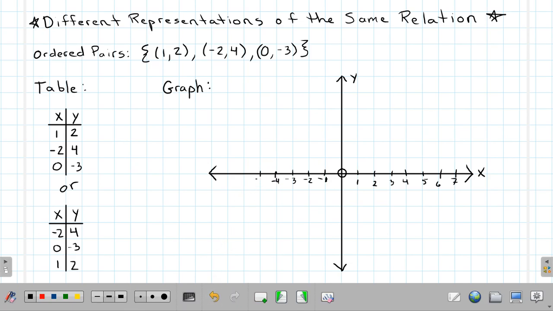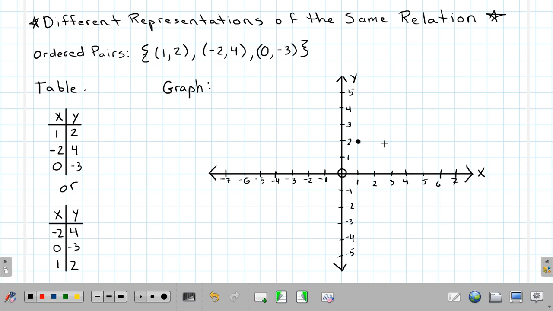-4, -5, -6, -7. And technically, we didn't have to go out this far, but just to be consistent and label everything. 1, 2, 3, 4, 5, -1, -2, -3, -4, -5. So where's the point 1, 2? Well, we start at the origin, and we go to the right 1 and up 2.